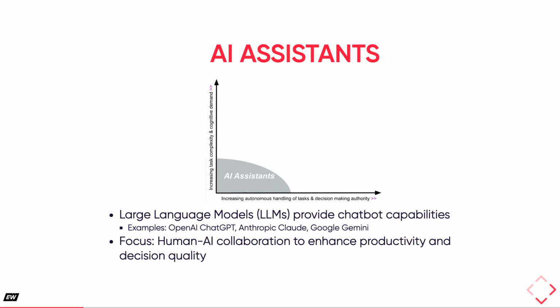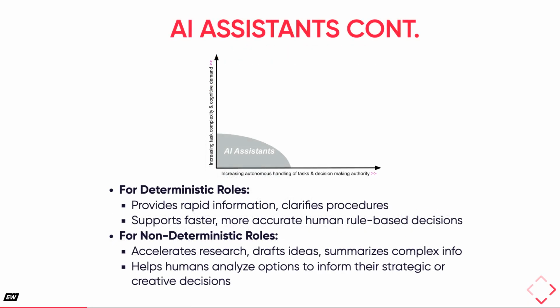Even at this stage, many of us have seen how they can dramatically boost individual productivity and effectiveness by helping to accelerate and simplify various tasks. So, let's take a moment to return to thinking about AI assistants and human knowledge work. For those people working in deterministic roles, AI assistants can rapidly provide information, clarify procedures, and essentially help individuals make faster, more accurate, rule-based decisions.